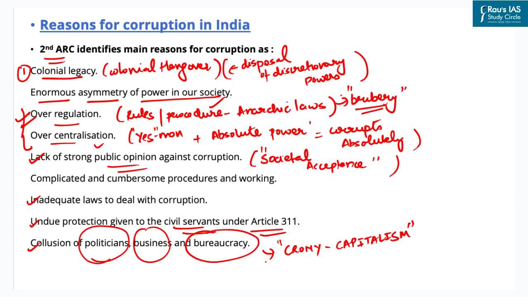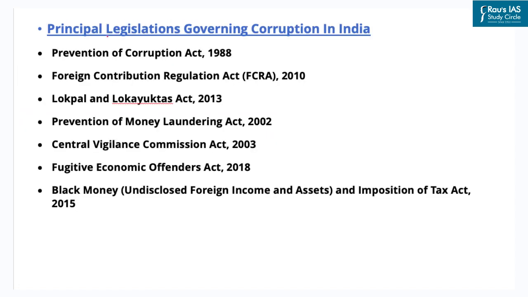Now that we have discussed the reasons identified for corruption in India by the second ARC, we will try to understand what the legal provisions today in India are to counter the menace of corruption. The first principal legislation to counter corruption in India is the Prevention of Corruption Act 1988. This act consolidates all the laws related to corruption by civil servants in the country and punishes the offense of bribery and procurement of illegal assets by public servants. The second law is the Foreign Contribution Regulation Act, commonly known as the FCRA Act of 2010.